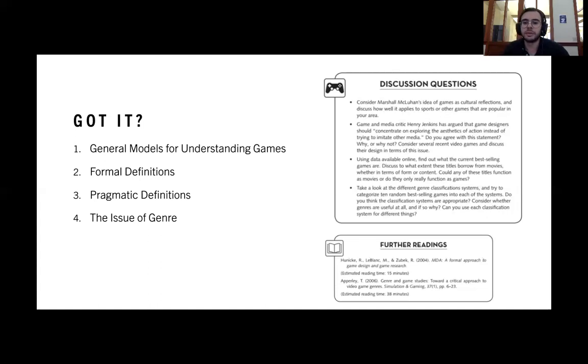Using data available online, find out what the current best-selling games are, and discuss to what extent these titles borrow from movies, whether in terms of form or content. Could any of these titles function as movies, or do they only really function as games? Take a look at the different genre classification systems and try to categorize 10 random best-selling games into each of the systems. Do you think the classification systems are appropriate? Consider whether genres are useful at all, and if so, why? Can you use each classification system for different things?